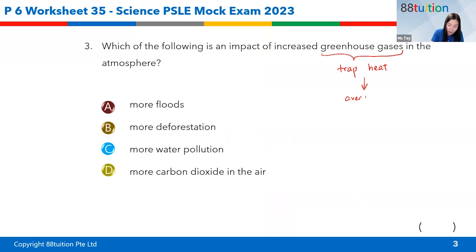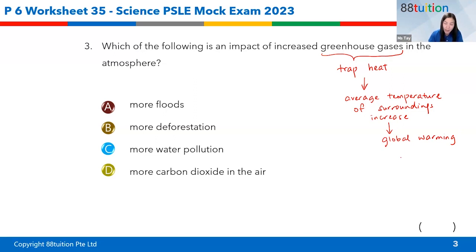So the average temperature of the surroundings will increase, correct? So when the average temperature of our surrounding increases, what will it lead to? It will lead to global warming, right?